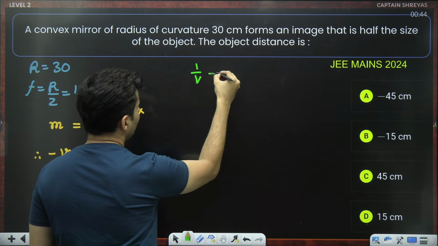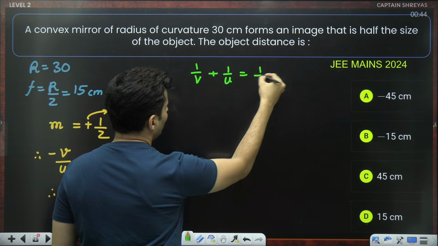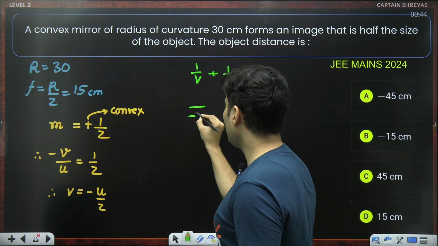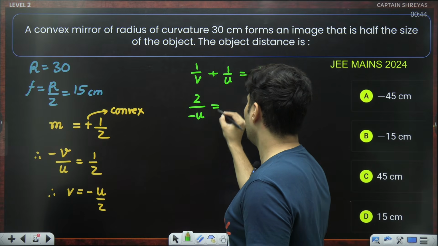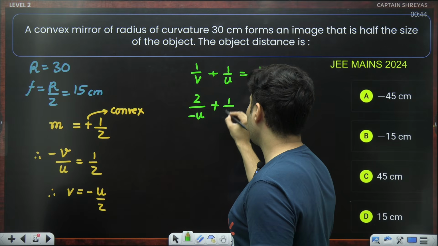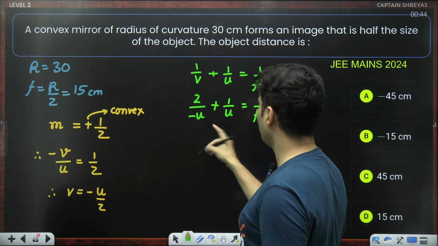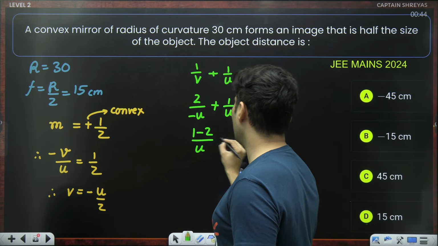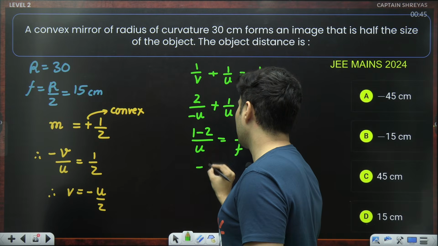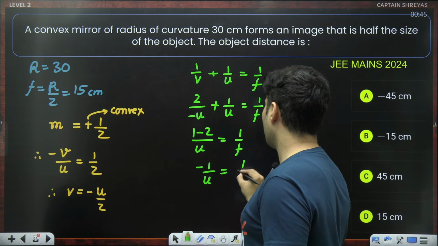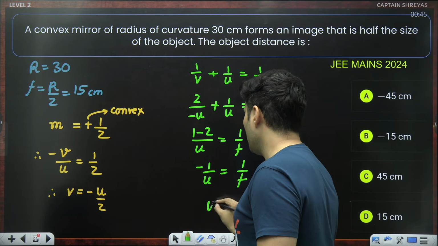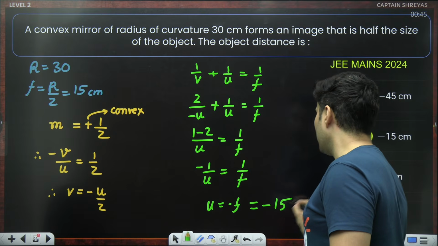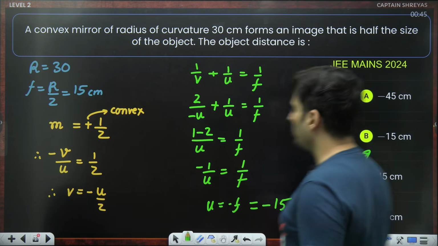So 1 by V plus 1 by U is equal to 1 by F. V is negative U by 2, negative U divided by 2, plus 1 by U is equal to 1 by F. Now this is 1 minus 2 divided by U is equal to 1 by F, which is negative 1 by U is equal to 1 by F. So U is equal to negative F. That means it is negative of 15 centimeters, which is option number B.